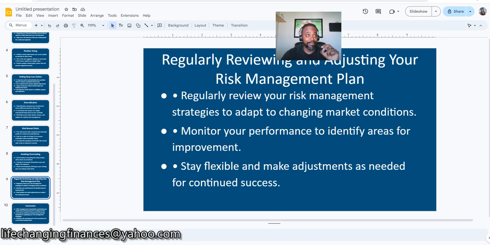Now, regularly reviewing and adjusting your risk management plan. Regularly review your risk management strategies to adapt to changing market conditions. Monitor your performance to identify areas for improvement. Very important. This is a continuous cycle that we learn in, guys. Even though I've been doing this for 10 years, I'm still learning. You still learn from your mistakes, and you just got to keep going and apply what you've learned, not ignore them. Okay. And then you want to stay flexible and make adjustments as needed for continued success.